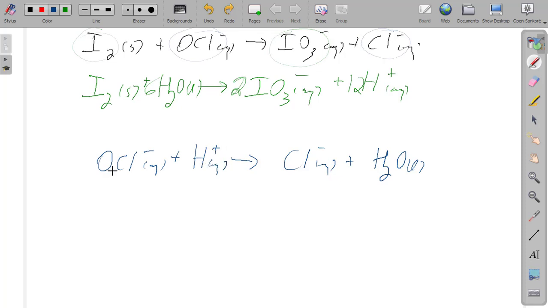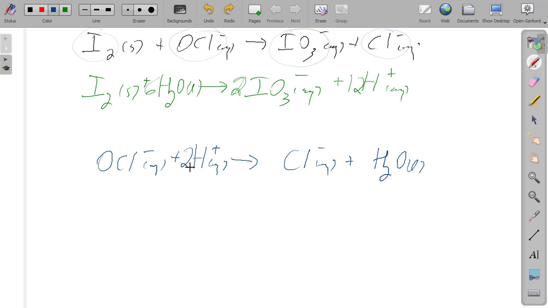All right, so now we have OCl, H, ClHO, good. Now we can mass balance the second half reaction. There's 1 O, there's 1 Cl, but there's 2 H's, so I put a 2 there. So 1, 2, 1, 1. That looks good, right? Okay.